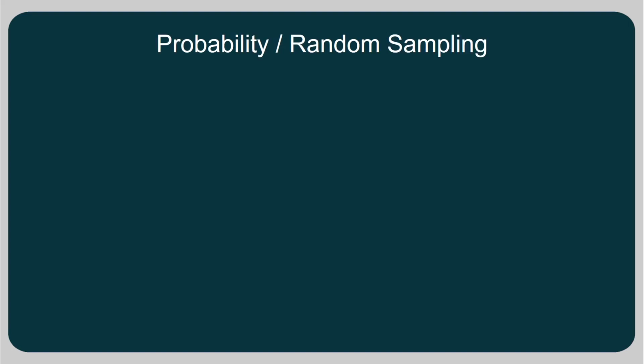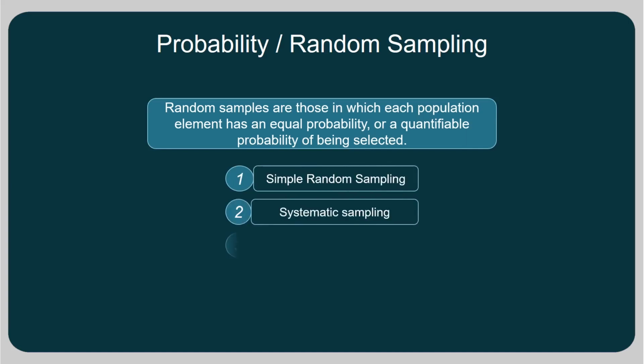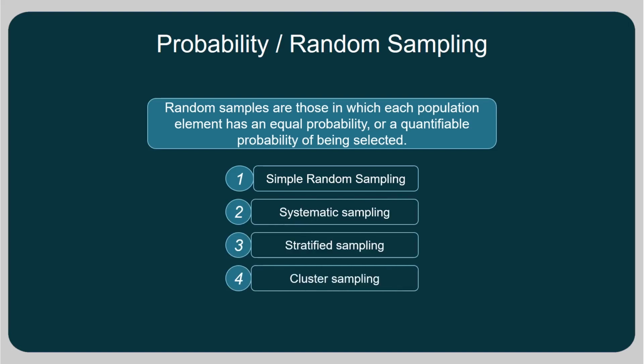Probability sampling is also known as random sampling. Random samples are those in which each population element has an equal probability or a quantifiable probability of being selected. The 4 types of random sampling are simple random sampling, systematic sampling, stratified sampling and cluster sampling. Let us discuss in detail.